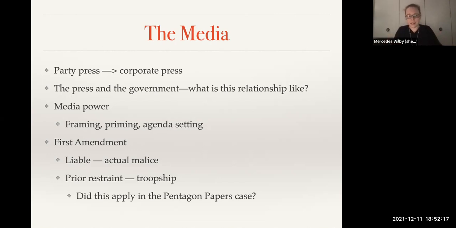So those kind of threats to national security can sometimes be a really powerful tool for the government to stop things from being published, but there are limits. There was in that case, and of course there was in the case of the Pentagon Papers, right? The New York Times and Washington Post were ultimately allowed to publish the Pentagon Papers.